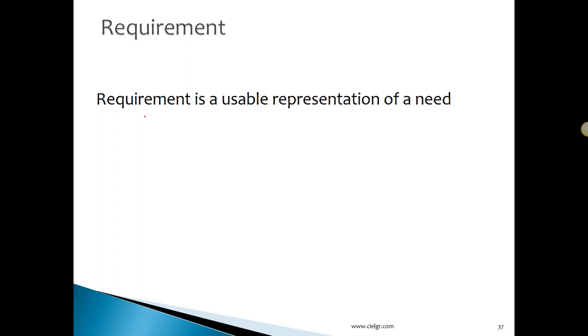And then when it comes to capturing and representing the requirement, there are some set of tools that can actually be used. Of course, it can be a set of documents or tools, for example, an audio recording, or you could also use business analysis tools like Microsoft Visio or Visual Paradigm. All of these are specific tools that can be used to represent requirements. So remember, we said requirement is a usable representation of a need.